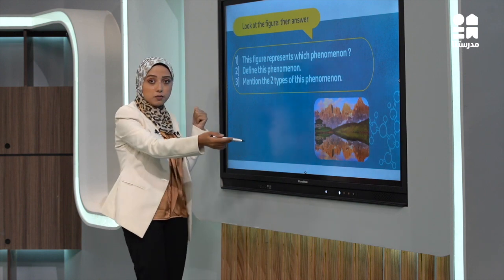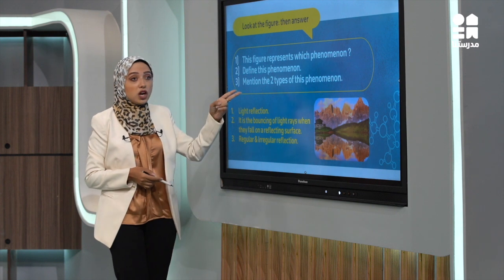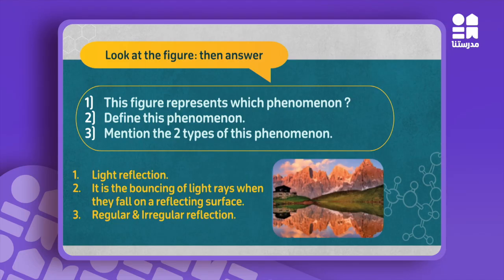Okay, so at the mirror. So in here the first thing is the light reflection. طب ايه definition of the light reflection? It's the bouncing of light rays when they fall on a reflecting surface. طيب ايه ال two types of this phenomenon? خدنا two types من light reflection, which is regular reflection and irregular reflection.